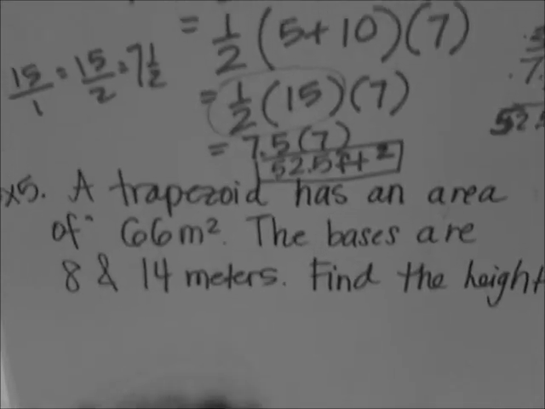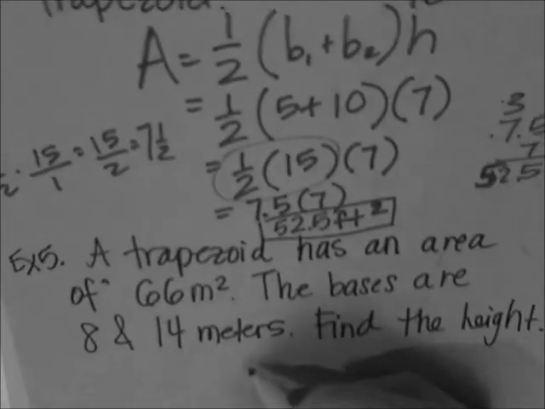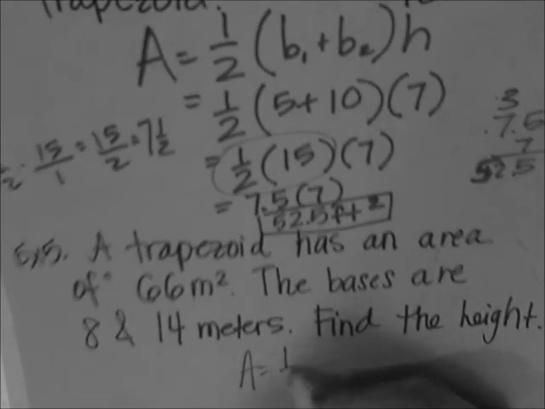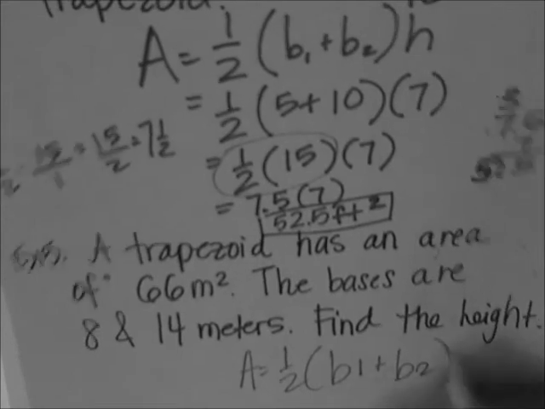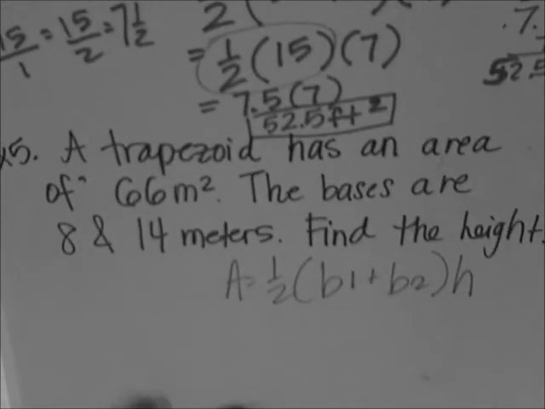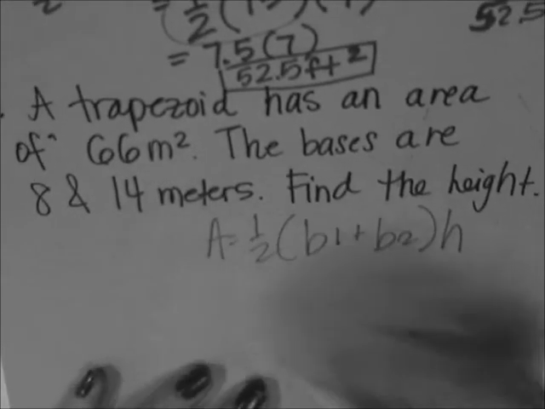So just like I always tell you, what do I always tell you? Write down the formula. Area equals half times base 1 plus base 2 times height. Okay, so let's plug and chug. They give me the area, which is 66 meters.